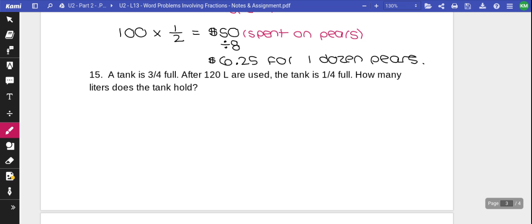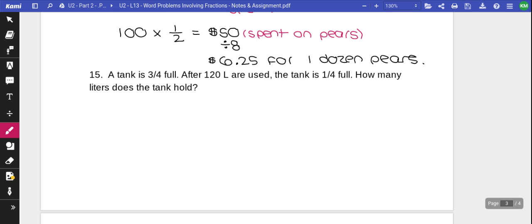So a tank is 3/4 full. After 120 liters are used, the tank is 1/4 full. How many liters does the tank hold?